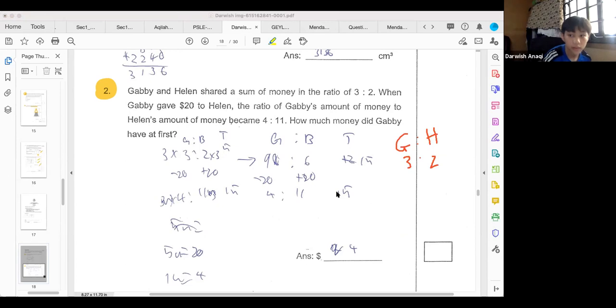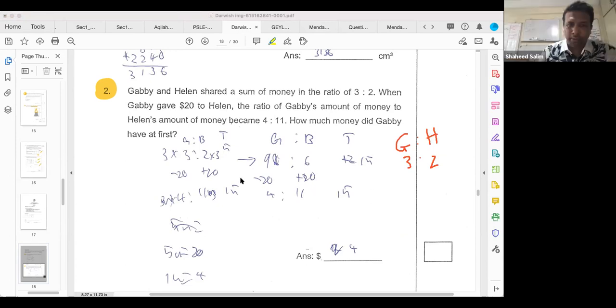The units. The units change, right? Now yours becomes different units. What do you mean by units don't change? Total units. Okay, I tell you what doesn't change. The sum of money doesn't change, because Gabby gave to Helen. So the total amount of money does not change. So the total here is 5.